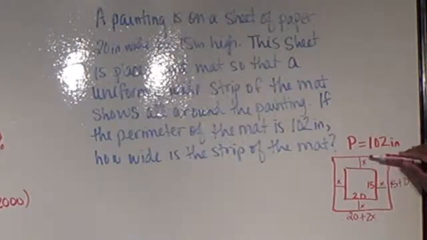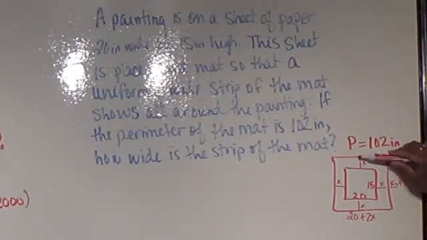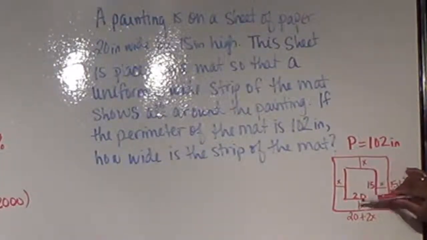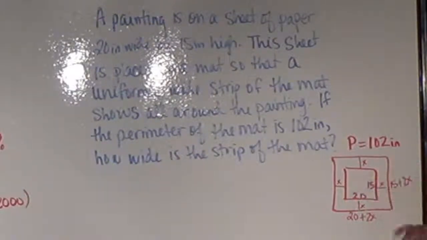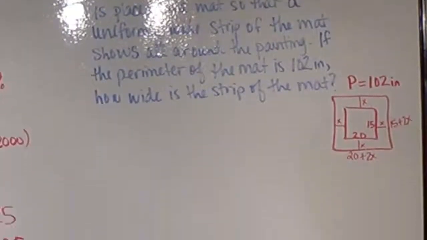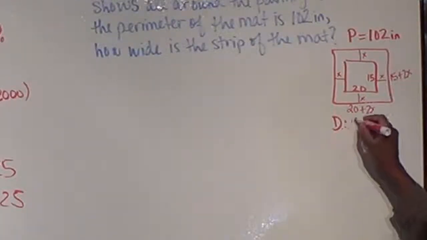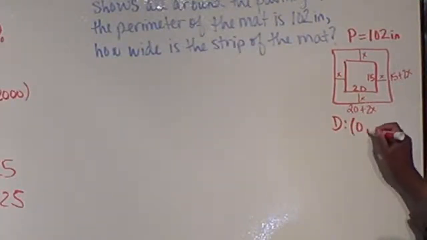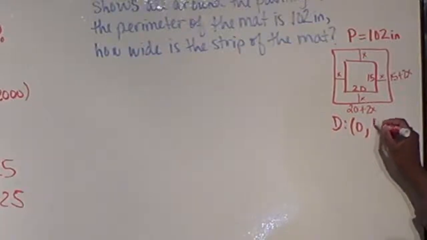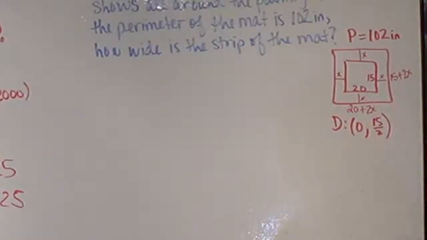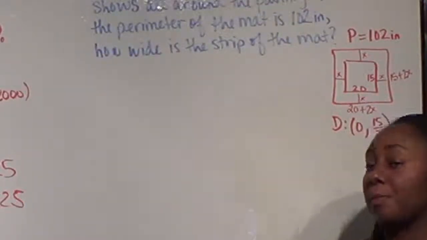So if I look at this, if x is 7.5, that means it's going to be 7.5 this way and 7.5 this way, which covers the painting. Okay, so we don't want it to be completely covering the painting. So our domain here is going to be anything bigger than 0, but less than 15 halves. Okay. So now we can form our equation.